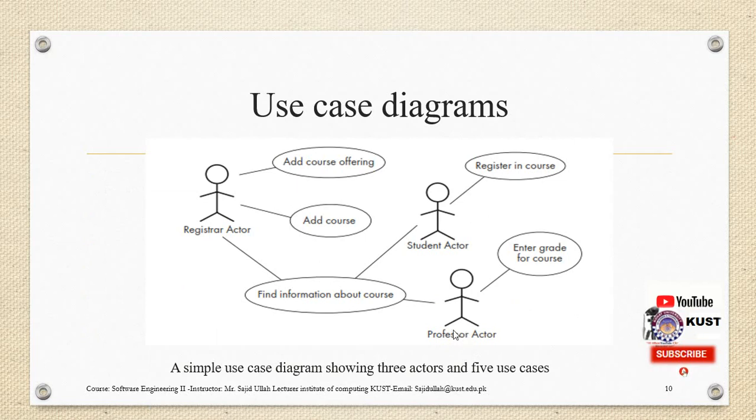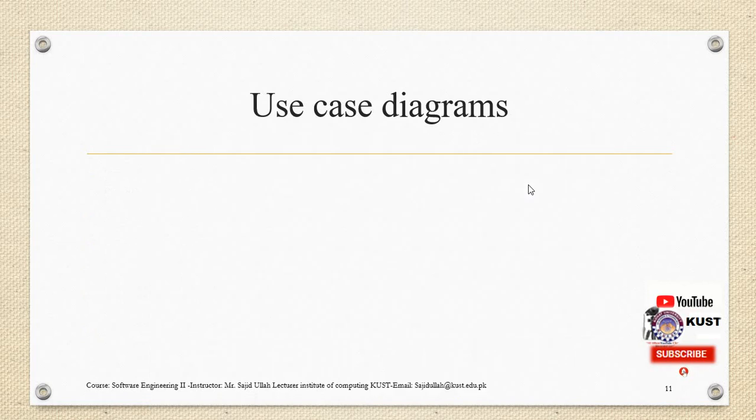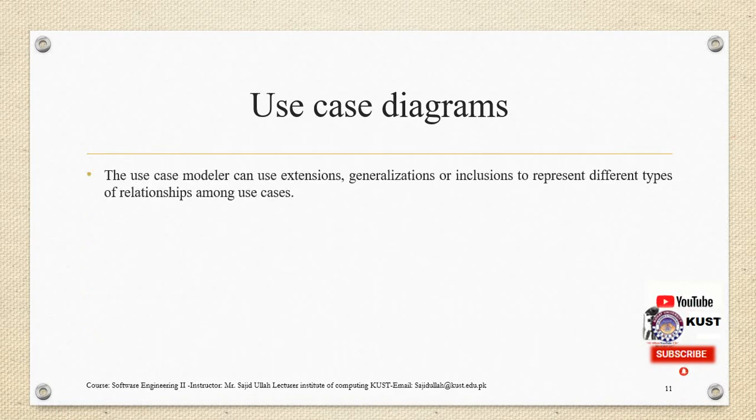An actor is shown by a stick person. A use case is shown in an ellipse. A line indicates which actor performs which use case. These are three actors: student, registrar, and professor, with five use cases, and the lines show the relationship between them. This is basically a use case diagram of three actors and five use cases.